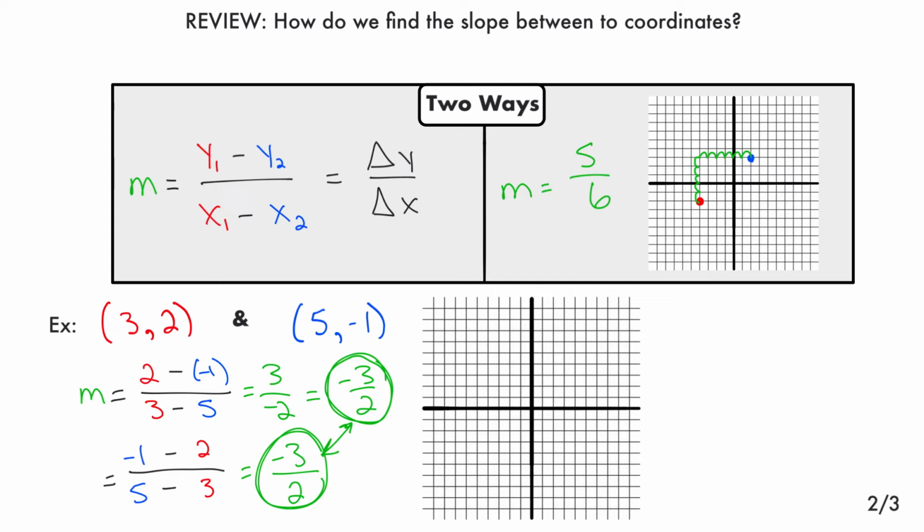And once again, I could have also just graphed the two dots. Right 3, 1, 2, 3, up 2, there's my red dot. Right 5, down 1, there's my blue dot. And I could have just simply counted, oh, I went down 1, 2, 3, and right 1, 2. I still get the same slope. And then I would just graph my line.